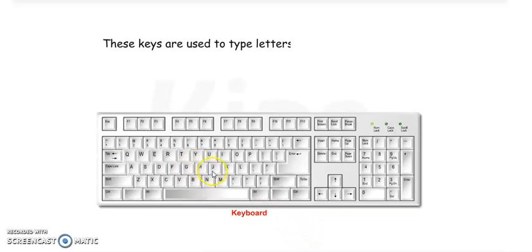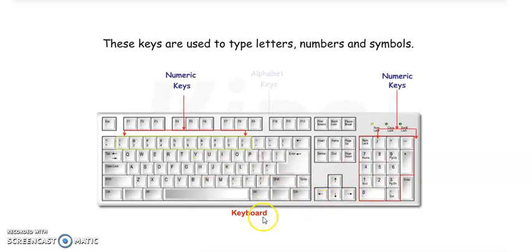These keys are used to type letters, numbers, and symbols. You can see some symbols on these keys. These 1 to 0 keys, on there are some symbols like percentage, dollar, star, brackets, minus, plus, greater than, less than. These are the symbols. We can type these symbols also with the help of a keyboard.